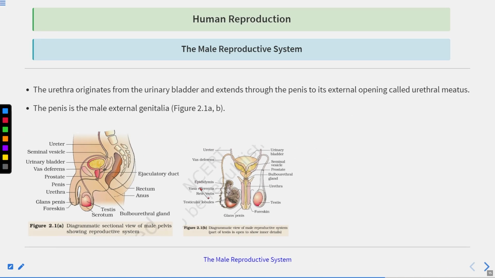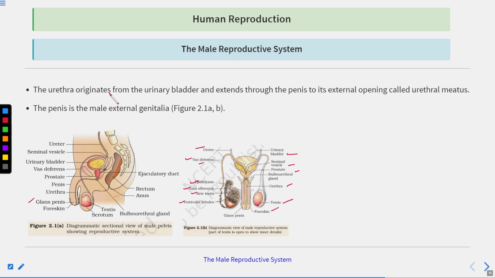Now here you can see in this image, this is the accessory duct system: epididymis, vasa efferentia, retitestis. These are the testicular lobules which consist of the seminiferous tubules. And this is the testis, foreskin, urethra, urinary bladder, seminal vesicles here. Okay, vas deferens here. This is also a part of the accessory duct system. Okay, this also we have already seen.